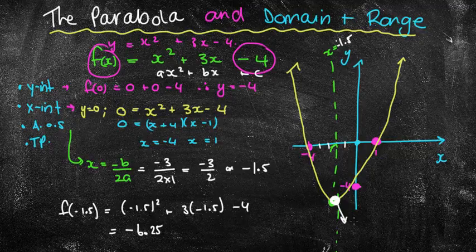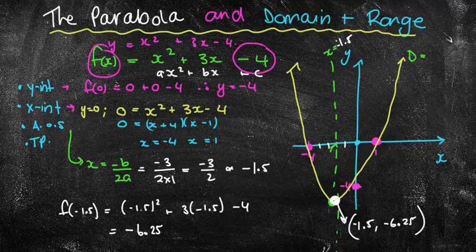So I'm going to put the coordinate there actually as -1.5, comma, -6.25, or you can do -1.5 and -6 1/4. Okay, so we've now sketched a really nice parabola, and often what these questions will ask us is to find the domain and the range.